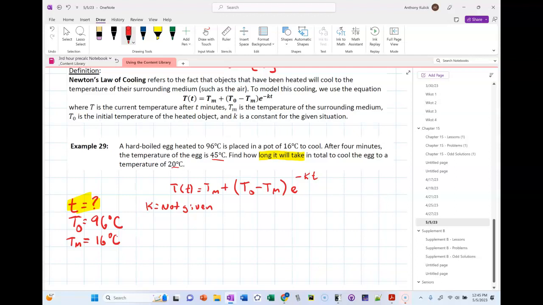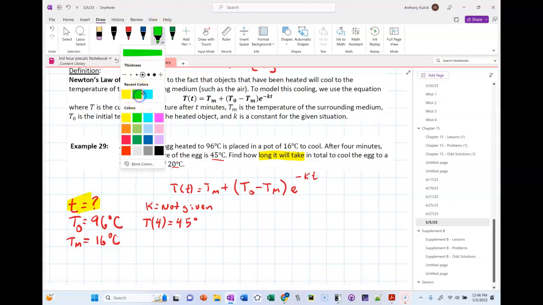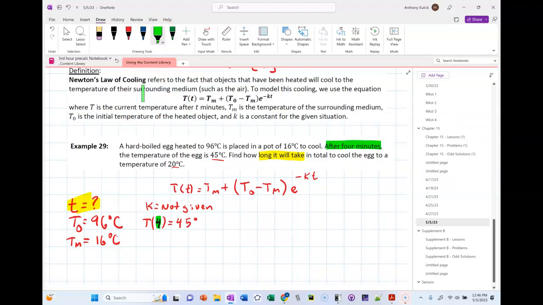So let's look at the 45. What would you say that 45 is? Big T of 4. Right? Why T of 4? Because after 4 minutes, it's the temperature. Yeah. But the T of t that we're actually interested in is the 20 degrees. Is everybody okay with how we've gone through and kind of decoded that?